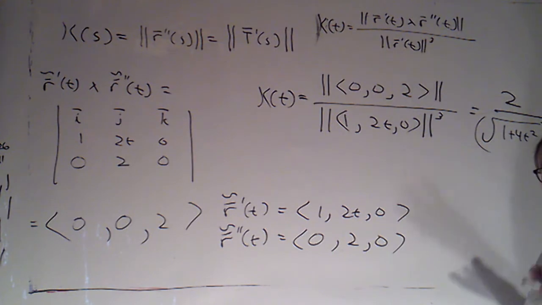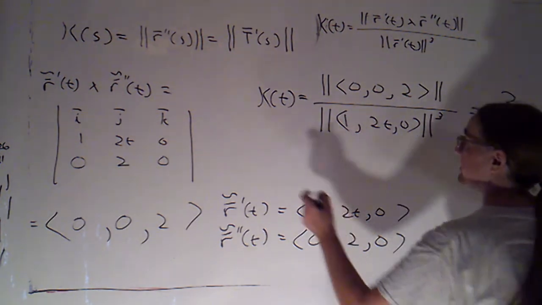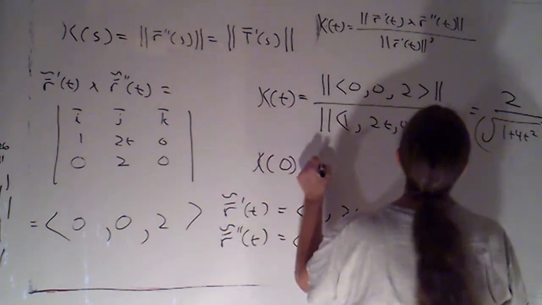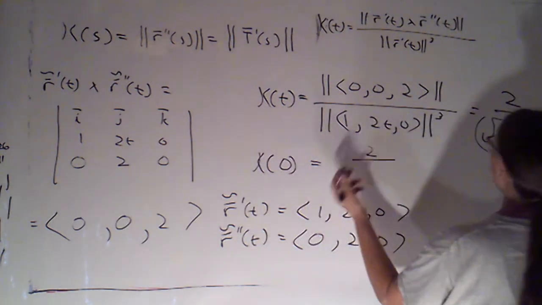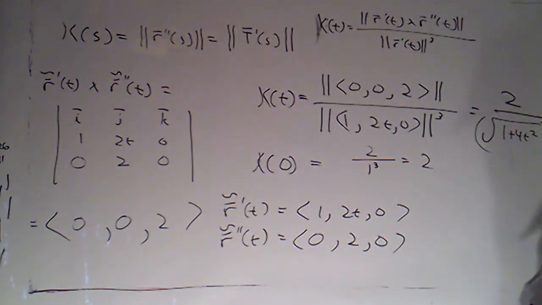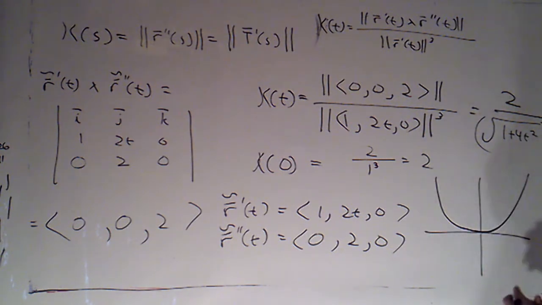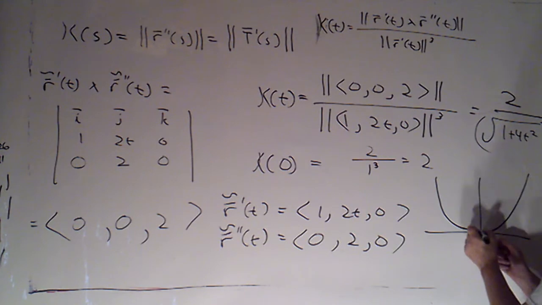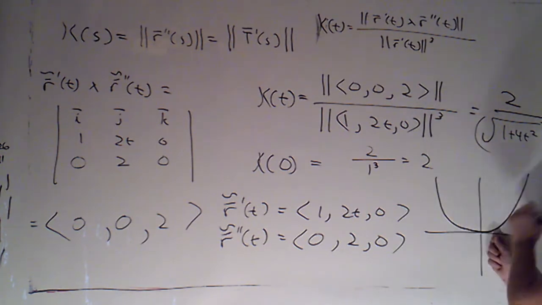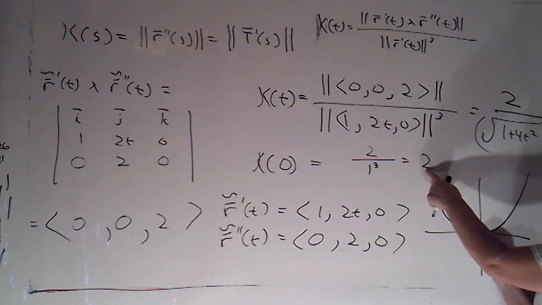We said we wanted to find the curvature at the vertex. That would be the point where t is equal to 0. The curvature at that vertex would be 2 over 1 cubed. It would be 2. Okay, so what that tells us is that this lovely parabola at its vertex, now I can see the curvature changes. It's not constant the way it is for a circle. But at the vertex, this has the same curvature as a circle of radius 1/2.